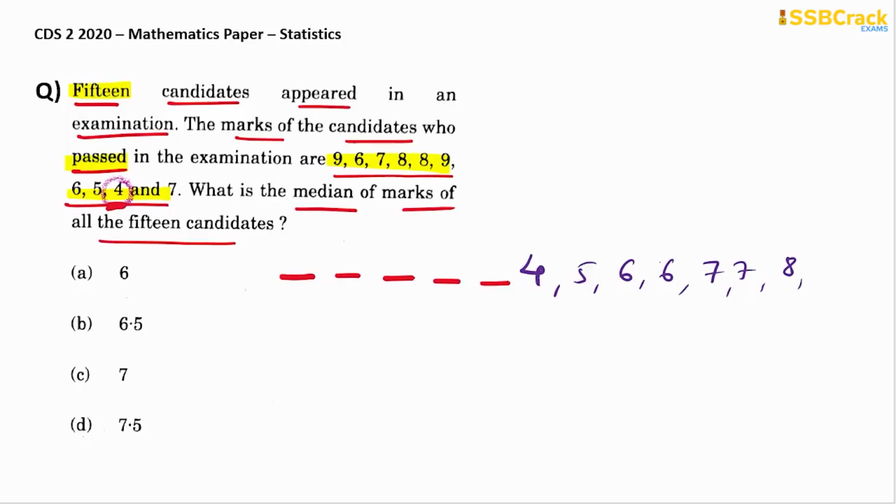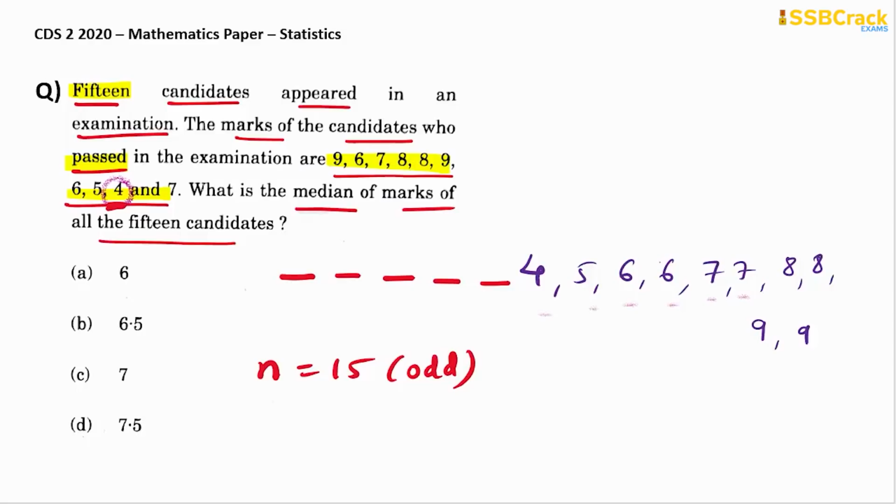And we have 8 twice, and then we have 9 twice, isn't it? So you can check out these data values are total 1, 2, 3, 4, 5, 6, 7, 8, 9, 10 in number, isn't it? So now we want the median. For a median you have to check out the count, that is the observation number. How many observations are given? 15. So n is equal to 15, and this is odd in number.